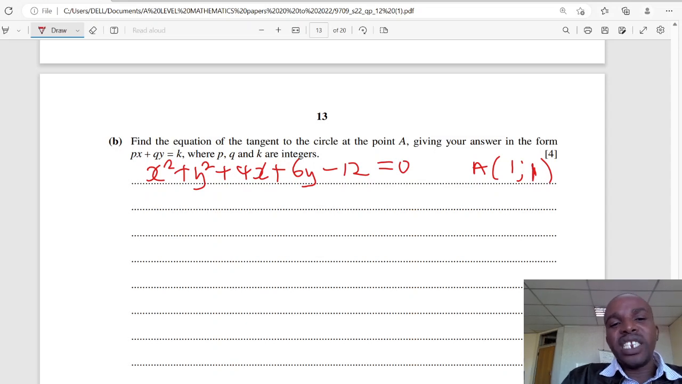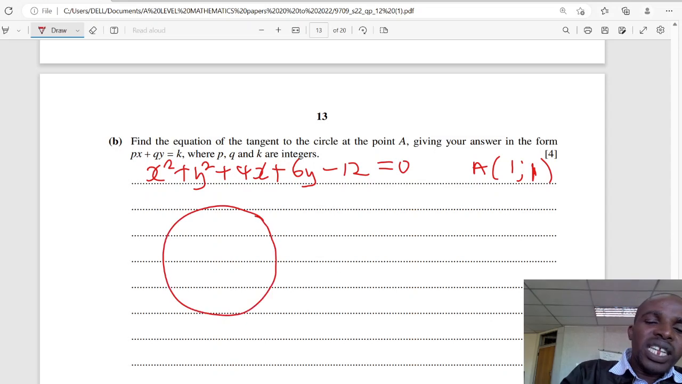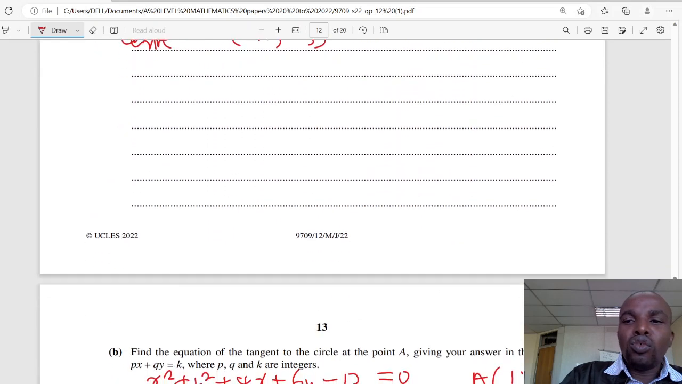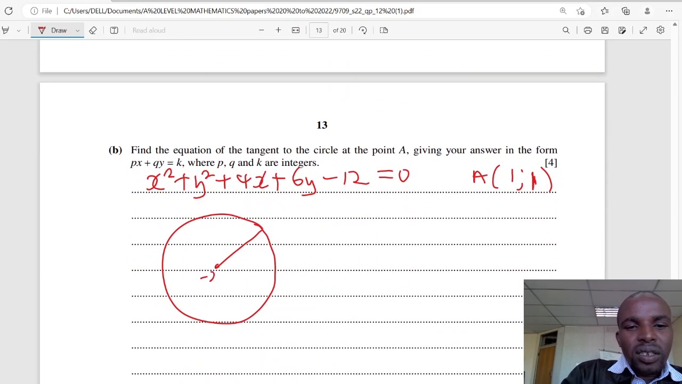Now you have to find the gradient of the tangent at this point. There are two ways. Number 1, you can collect terms in y, then complete the square, then find dy/dx, because y must appear only once. After completing the square you can differentiate, and it will be easy that way. Number 2, you can use the center, which we have found as (-2, -3). This is the easiest method.